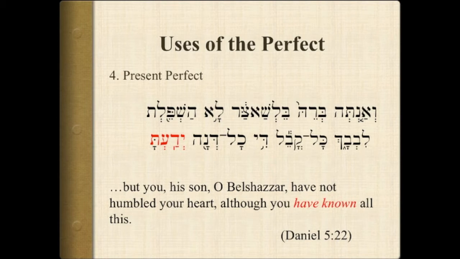What we call a present perfect. You have known all this. You, his son, O Belshazzar, have not humbled your heart, although you have known. It's kind of a continuous present.